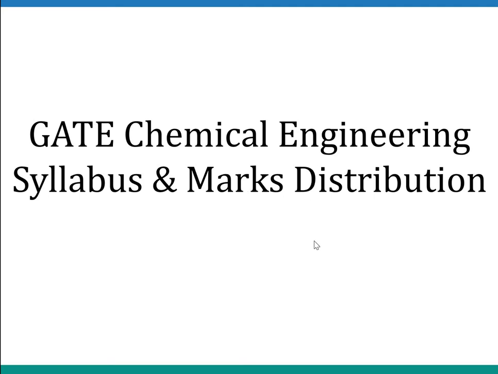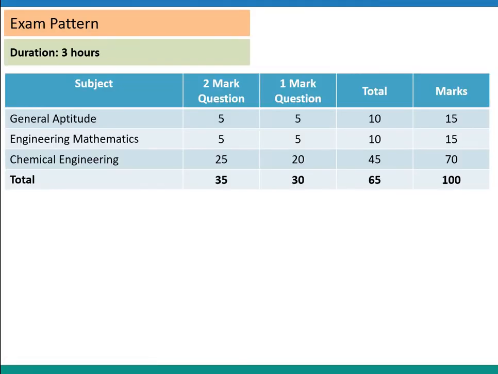So the GATE chemical engineering examination is a typical 3-hour examination, objective multiple choice question type, and it is basically divided into 3 sections: general aptitude, engineering mathematics, and chemical engineering. So roughly there are 15 marks on general aptitude, 15 marks on engineering mathematics, and 70 marks on the core chemical engineering questions. So a total of 65 questions are there.